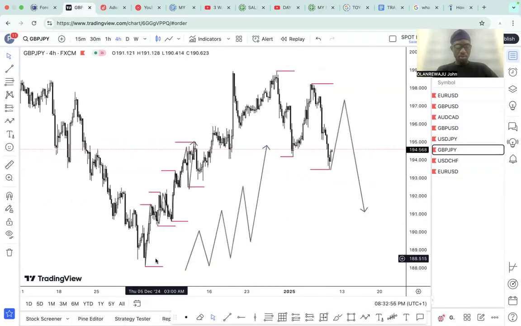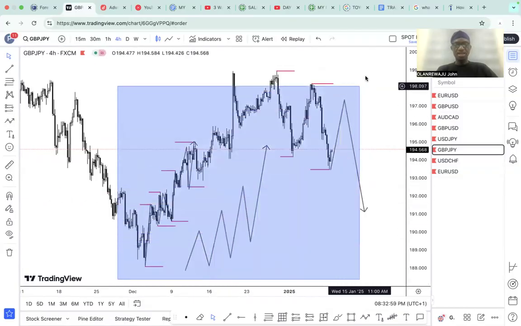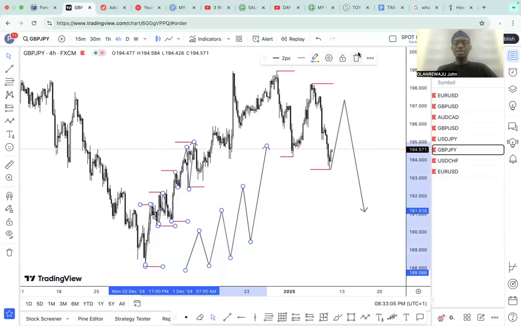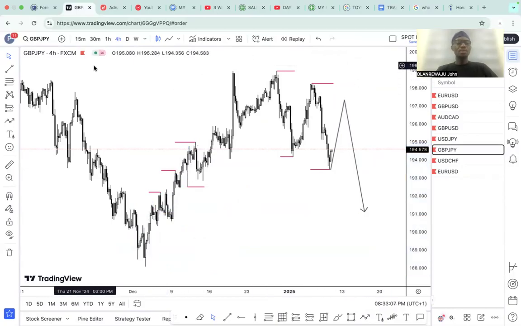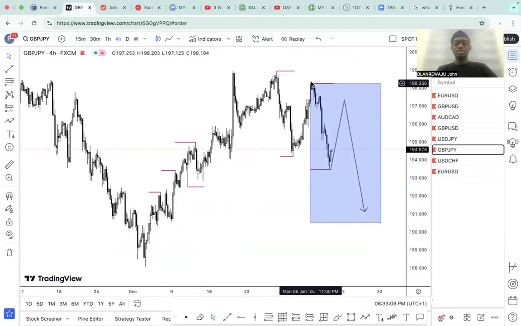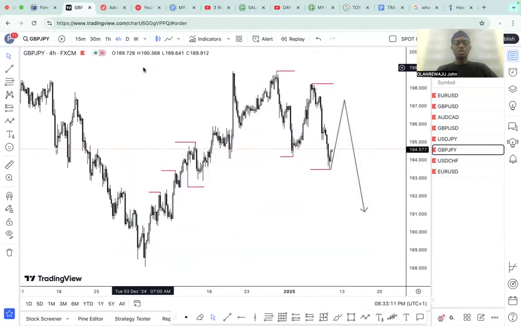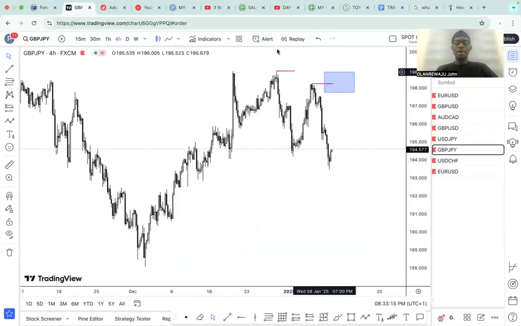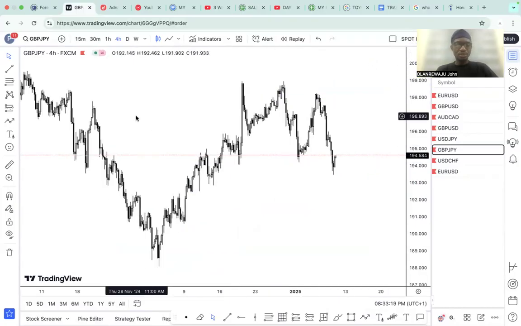So now let's talk about consolidation markets as we wrap up. A consolidation market is a market that is doing what? Bouncing off a region. And why should you stay out of a consolidation market? You should stay out because in such a situation, you don't know where the market is actually heading to.